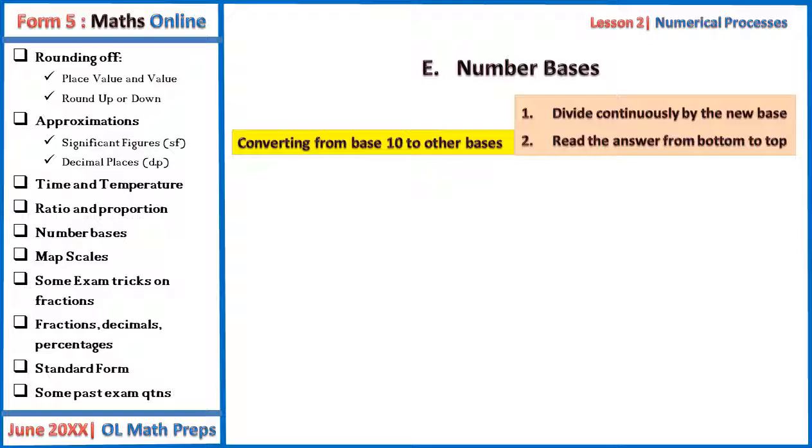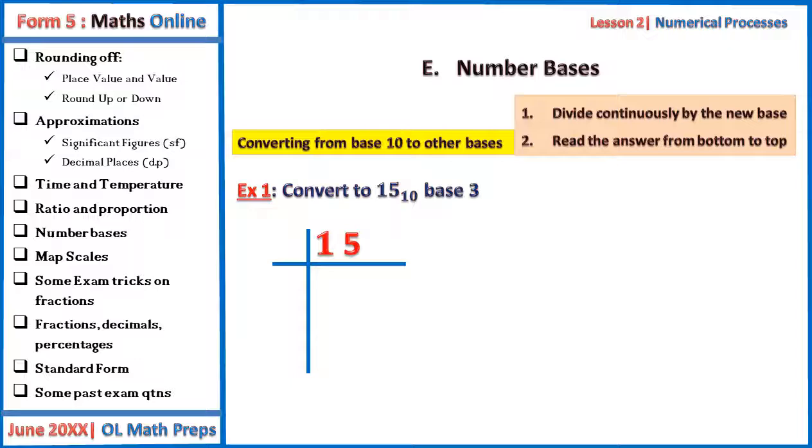Now, to convert from base 10 to any other base, these are the rules you have to follow. You have to divide continuously by the new base. And at the end, when you have finished your division, you take the remainders and you read those remainders from bottom to top. Let's take an example to illustrate. Divide continuously, read the answer from bottom to top. Convert 15 base 10 to base 3.